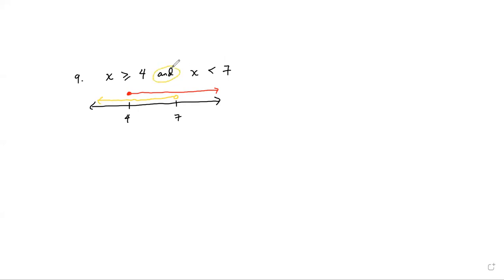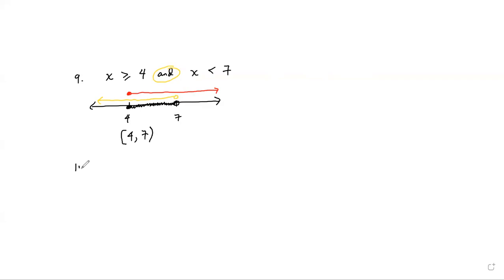However, the "and" here indicates that we need to get the intersection of the following solutions, or the intersection of the red and the yellow direction. So in this case, 4 is part of the intersection, but 7 is not part of the intersection because it's a hollow point on the yellow line. So it will be represented by a hollow point. And then everything in between them are part of the solution. So which means that our interval notation will begin with 4 and then will end with 7. 4 is included, but 7 is not included.